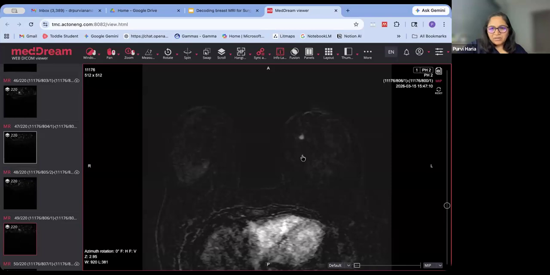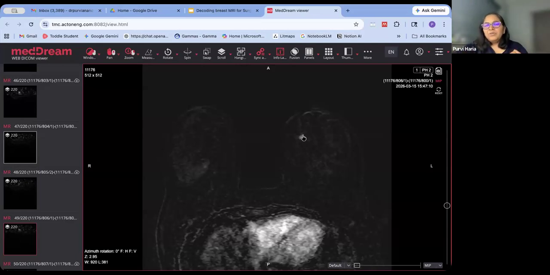On MR, because this is a very early phase, the 6th phase of the ultrafast sequence, anything enhancing so early and as intensely as the index mass is, for me, a suspicious focus: one lower down at 7 o'clock, one at 9 o'clock, and one at 11 o'clock. I will do a relook ultrasound and try to find these foci, and if I can find them, we discuss it. If the patient wants conservation, maybe you want to do biopsy of these, we can decide the management later.